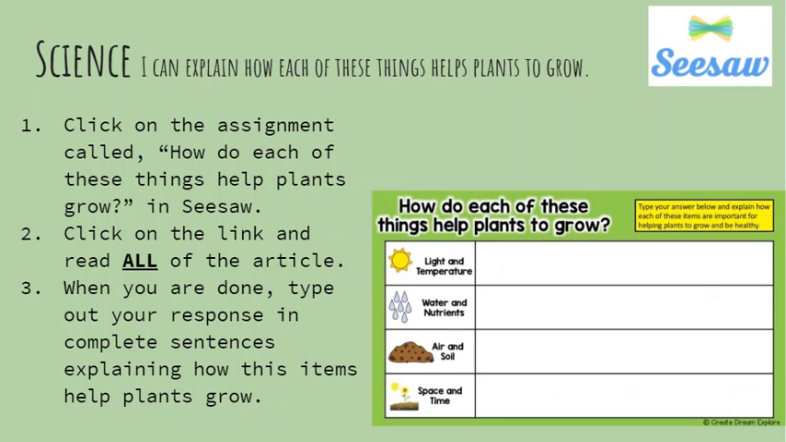Next, for science, I can explain how each of these things help plants to grow. You're going to click on the assignment called How Do Each of These Things Help Plants Grow in Seesaw. Click on the link and read the whole article. Not bits and pieces, but the whole article. Once you're done, type out your response in complete sentences. Not draw, type. We're in 3rd grade, boys and girls. We should be able to write complete sentences. I am not going to let you slack, because we still have to move on to 4th grade, and they will not accept drawing or incomplete sentences. This is located in Seesaw as well.